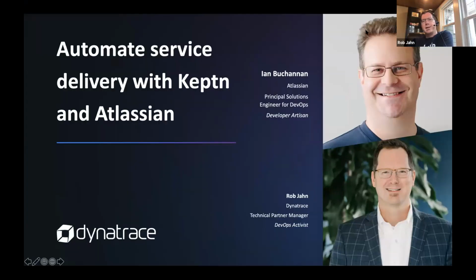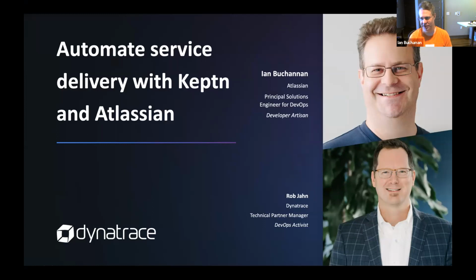So yeah, we're excited to be part of this. We had a short introduction. I'm Rob Jan, a technical partner manager, and I work closely with our strategic partners like Atlassian. We've been working together to showcase Bitbucket Pipelines and how we can integrate these SLO-based quality validations in the workflow. Ian, do you want to give a quick introduction of yourself? Yeah, I'm Ian Buchanan. I work closely with partners like Dynatrace to help make sure that Atlassian works well as a complete tool chain. I was really happy to work with Dynatrace on getting this working with Keptn.